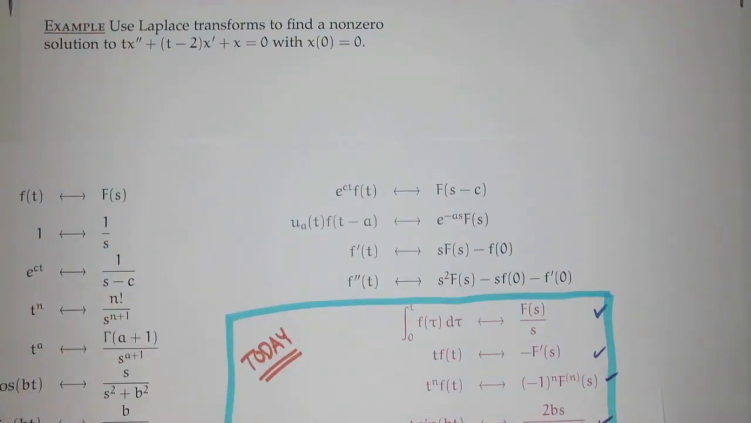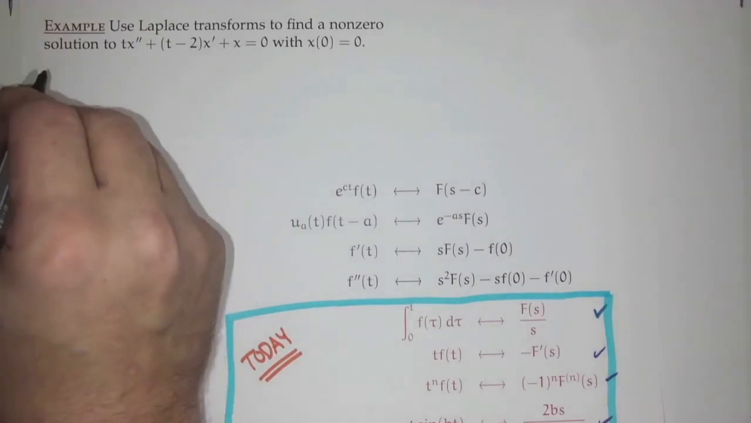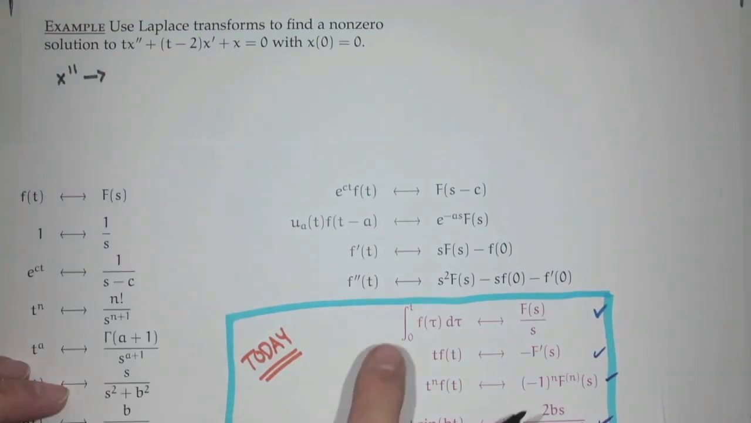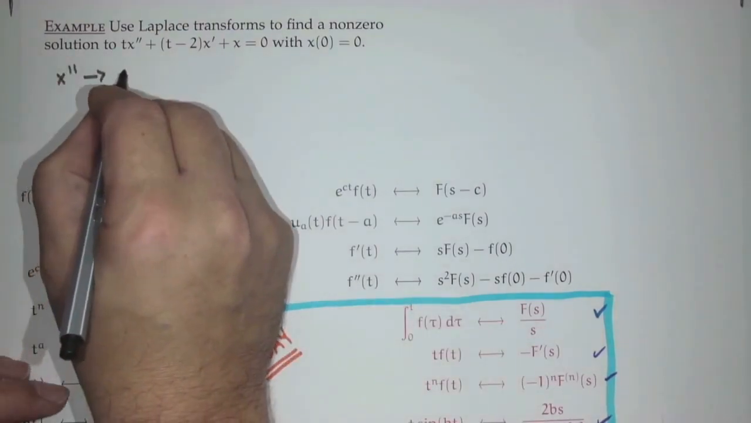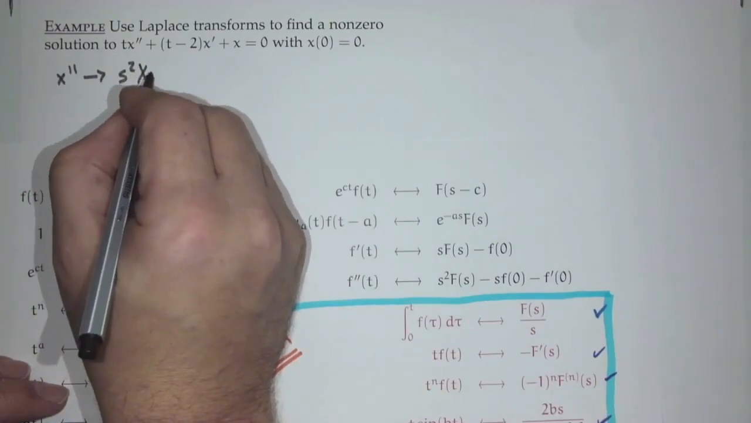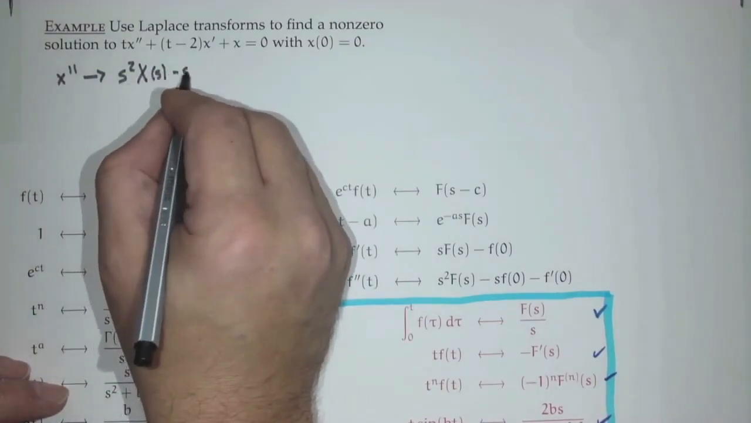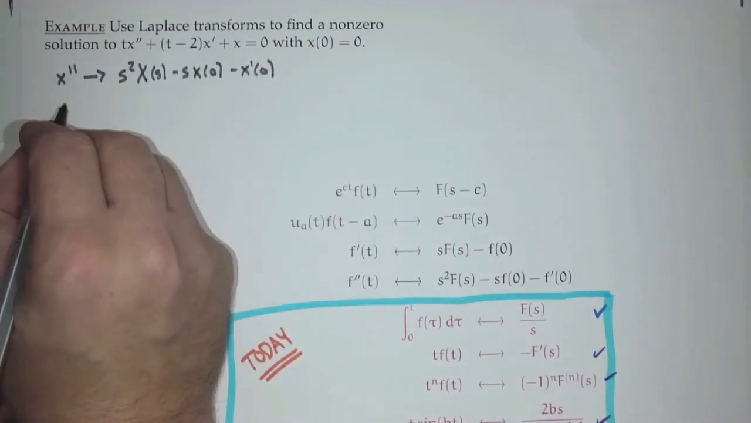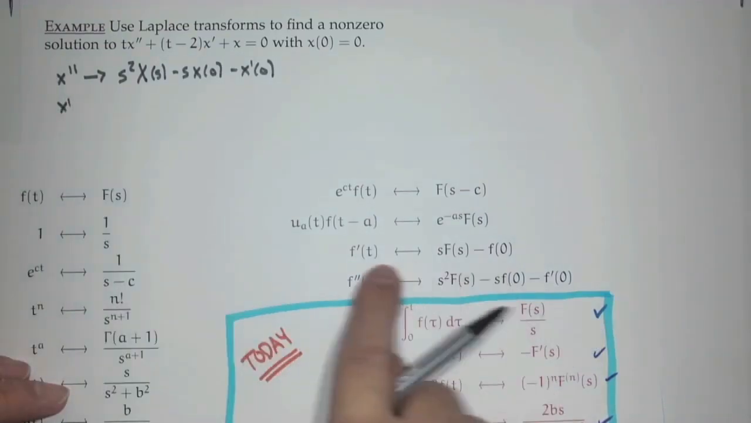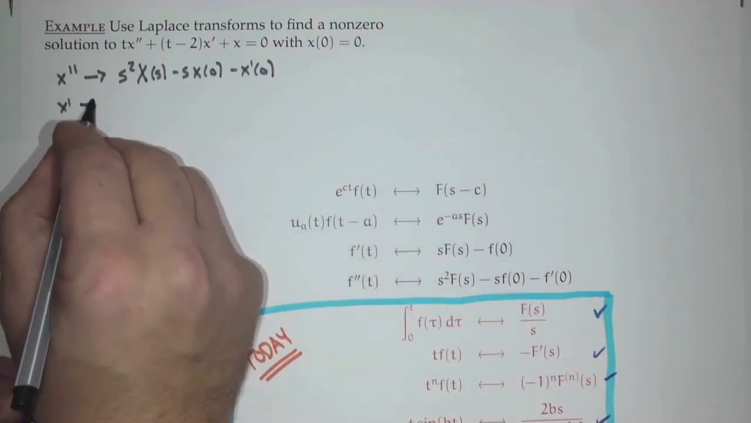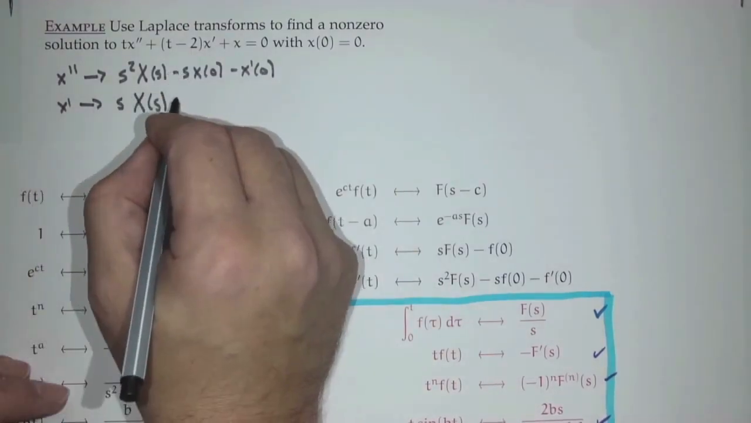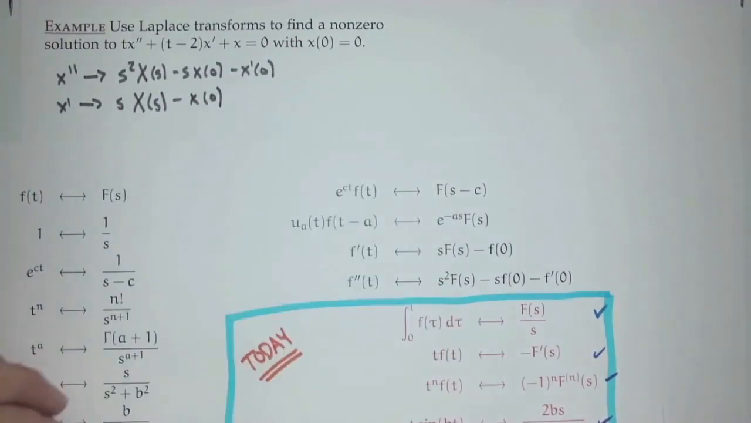So just for our reference, x double prime, well, that's going to go to, according to this, s squared X of s minus s x of 0 minus x prime of 0. And x prime, again copying from our sheet here, that's going to go to s X of s minus x of 0. All right, so that's good.